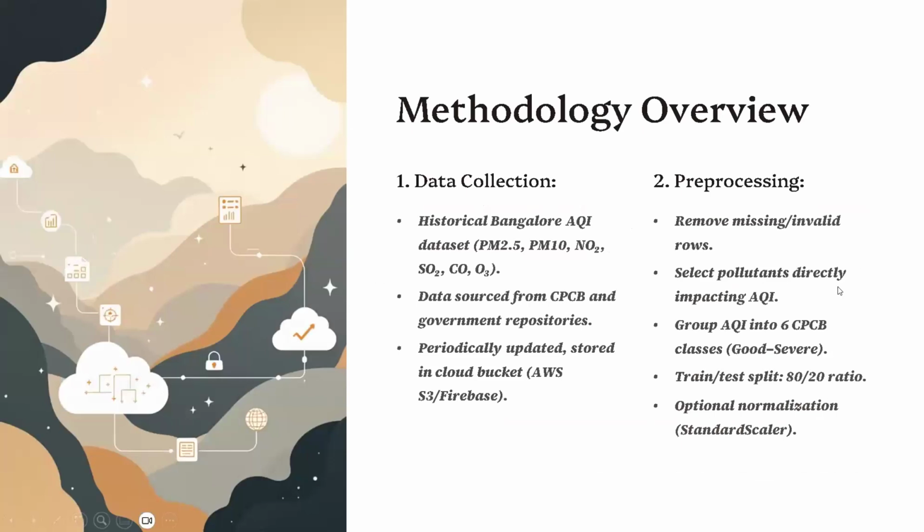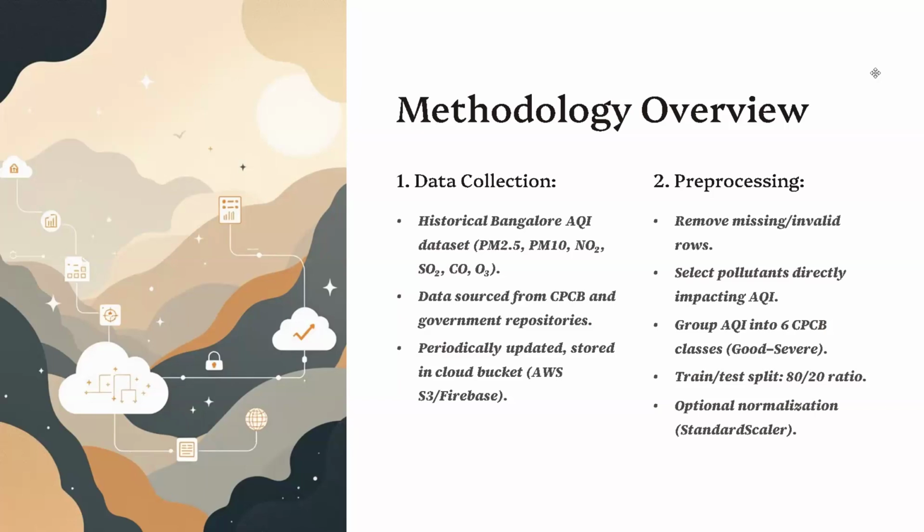So here's a methodology overview. First is data collection. Historical Bangalore AQI dataset, which consists of PM 2.5, PM 10, NO2, SO2, CO, O3. These are the pollutants which we actually see in our day-to-day life in our air quality. We got these sources from CPCB and government repositories, periodically updated, stored in a cloud bucket, AWS S3.